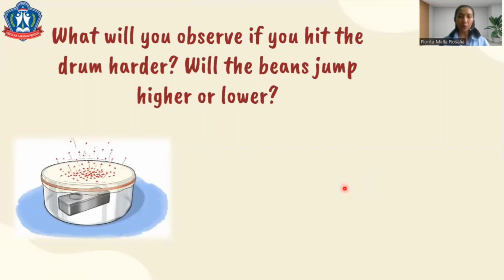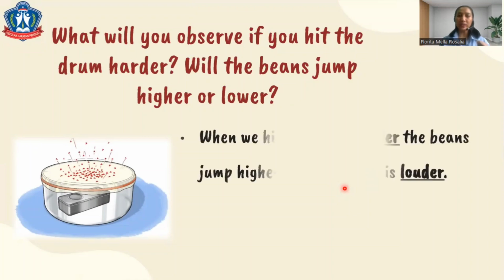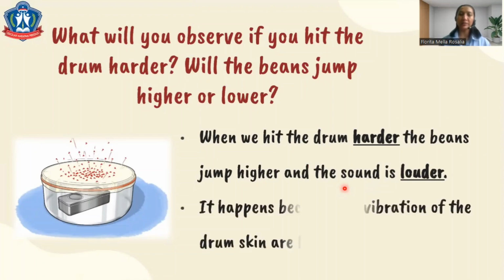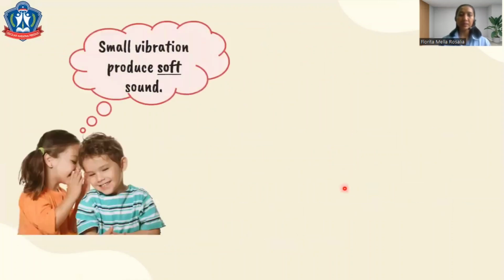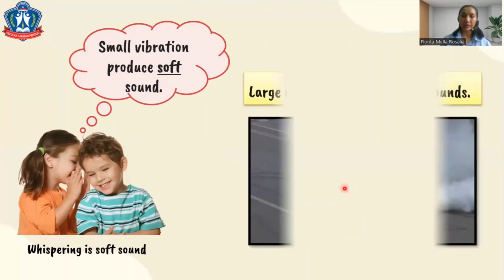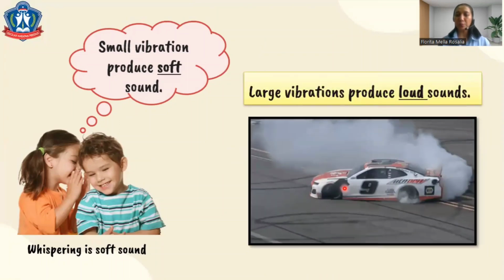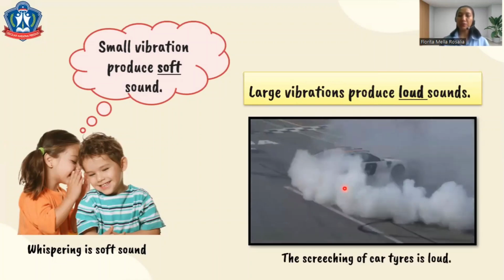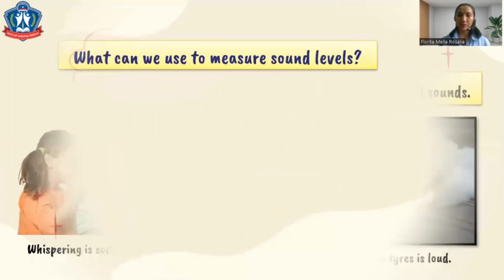Will the beans jump higher or lower? Right, they will jump higher. So when we hit the drum harder, the beans jump higher and the sound is louder. It happens because the vibrations of the drum skin are larger. Small vibrations produce soft sounds, for example when you whisper, while large vibrations produce loud sounds. You can see from the example that the screeching of car tires is loud.